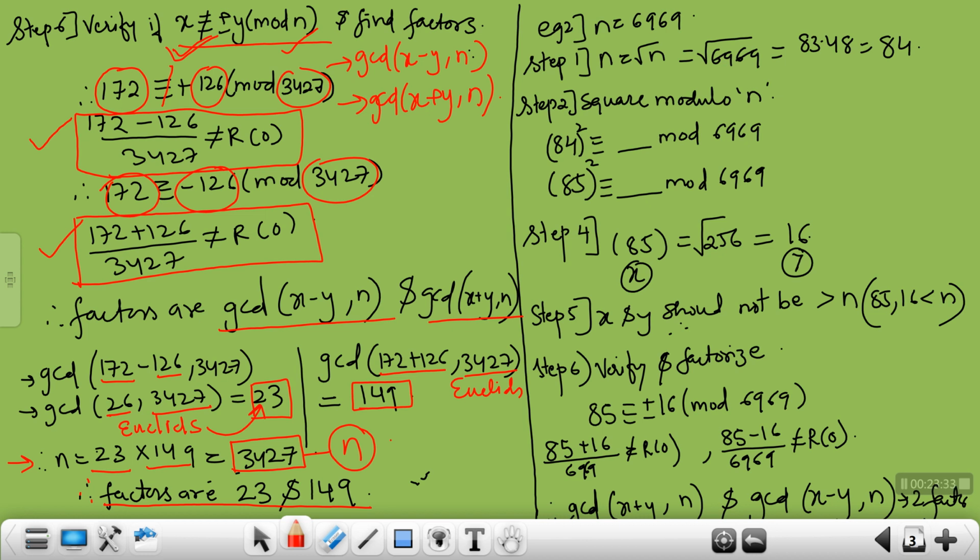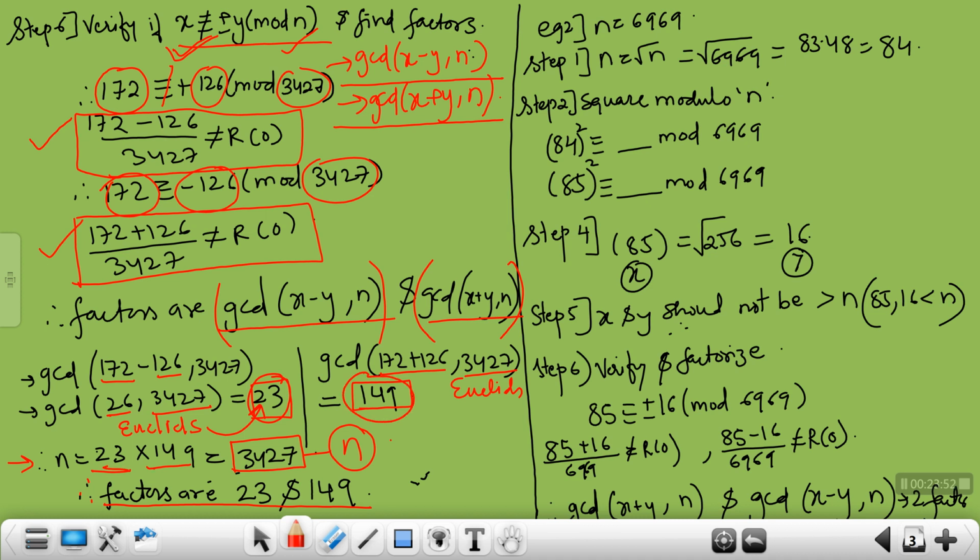If we satisfy the condition, we get two factors. The first factor is GCD of x minus y comma n, and the second factor is GCD of x plus y comma n. So I find these two factors, factor number 1 and factor number 2. When I calculate this, I get the first factor as 23 and the second factor as 149.